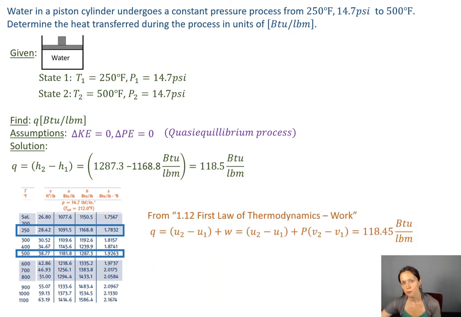Now, if you remember from the first time that we solved the problem, you had to look up your internal energy values, your U1, your U2, V2, V1, and we ended up calculating 118.45, really, really close. It's probably due to some round off error. So you can see where enthalpy can be very useful. You don't have to use it in this case. You could have solved it the original way. It just makes your life a little bit easier if you do. All right, well, I hope that was helpful, and thank you for watching.